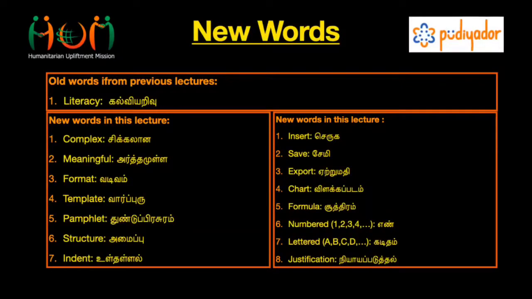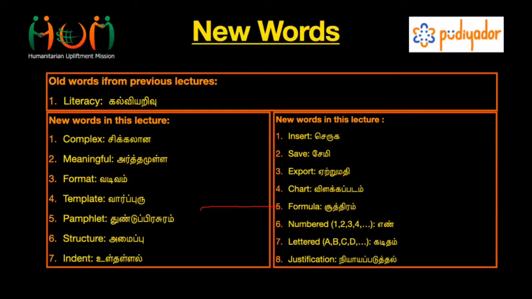I use the word structure. I use the word indent. Okay. Then I use the words insert, save. These are all from inside the word processing application. Export. Then I use the words chart, formula. Then what does numbered mean? Numbered means anything that has the numbers 1, 2, 3, 4, etc. in front of them. Lettered means it has the letters A, B, C, D in front of them.